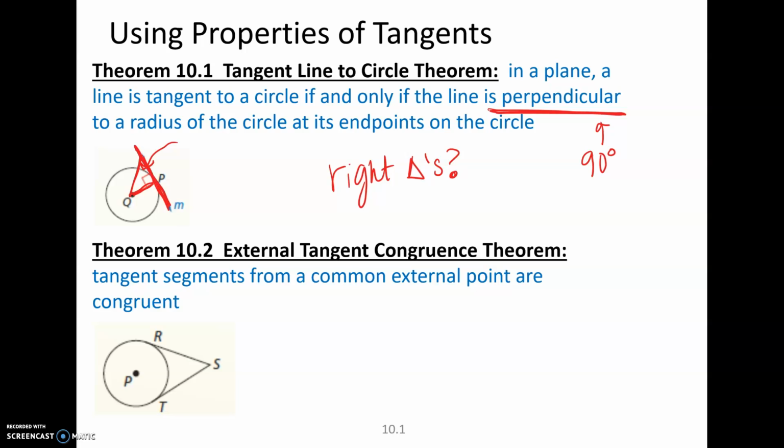The other property of tangent lines that we have comes when two tangent lines meet at the same external point. When they meet at the same external point, these tangents are congruent. So RS would be congruent to TS. So I'd be able to set those equal to each other to solve for something, or know if this is, maybe it's 4, then this is also 4. Okay, so common external point means they are congruent.